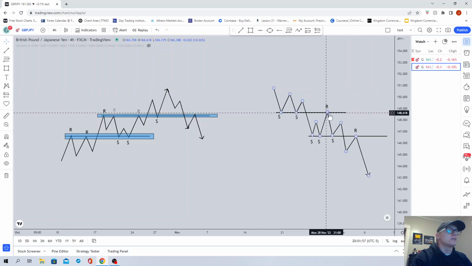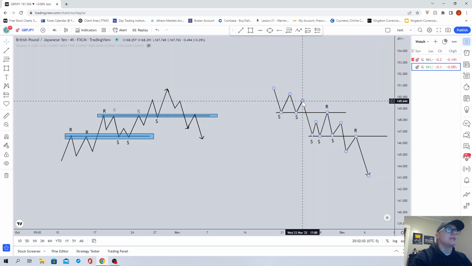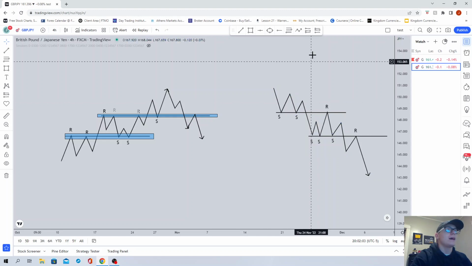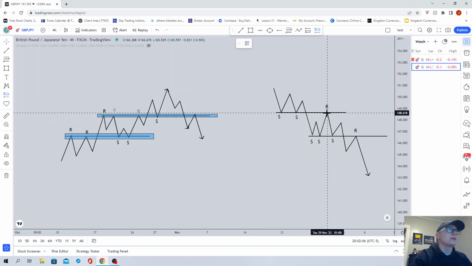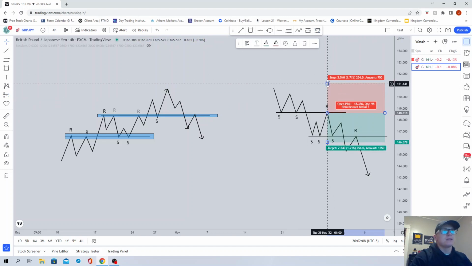This is an ideal setup right here. You're taking a sell here with your stop loss going above the last significant lower high. So it would look something like this. Now obviously there's more that ties into it, like candlestick confirmations, your higher time frame correlation and all this stuff.